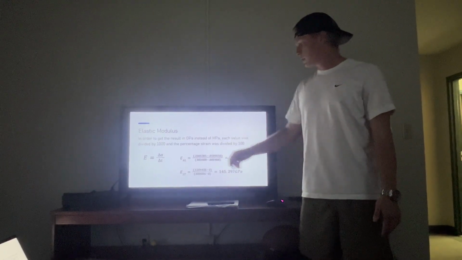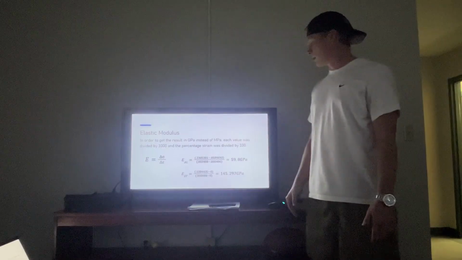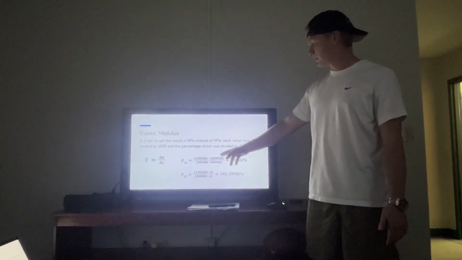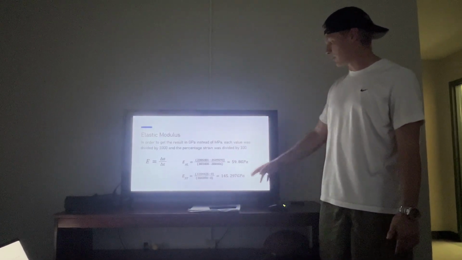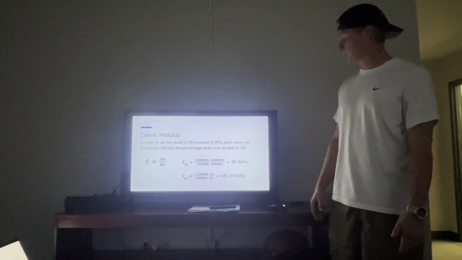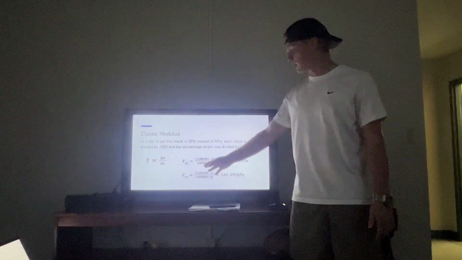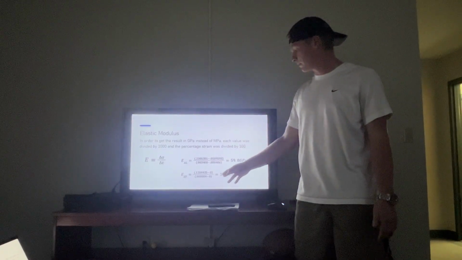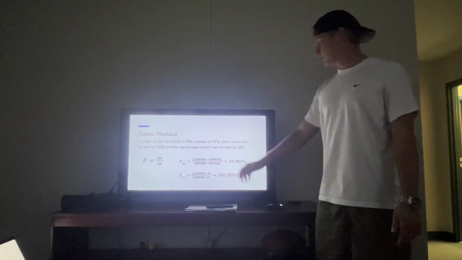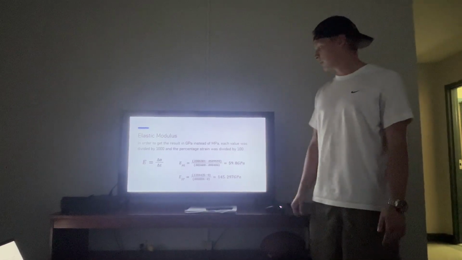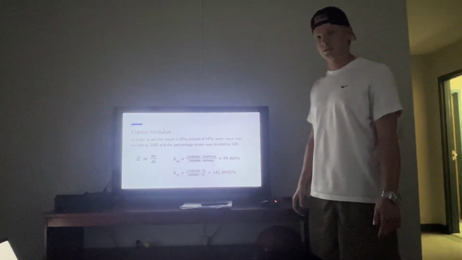So using the yield point and then the original point, we got that its elastic modulus was roughly 59 gigapascals. And then the same thing for the steel with the same conversion. We found that the elastic modulus was roughly 145 gigapascals.